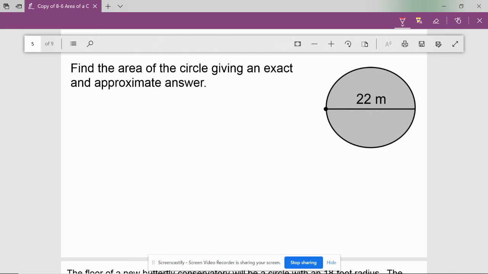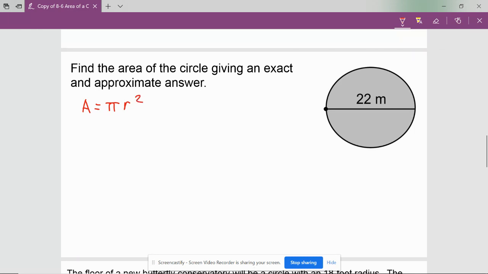It wants us to find the area of a circle with a diameter of 22 meters. Now, we can't do anything with the diameter. We don't have a formula for diameter, but we do for radius. A radius is nothing but the diameter divided by 2. So our radius is equal to our diameter divided by 2. That's 22 divided by 2, which equals 11. So our radius is going to be 11 meters.